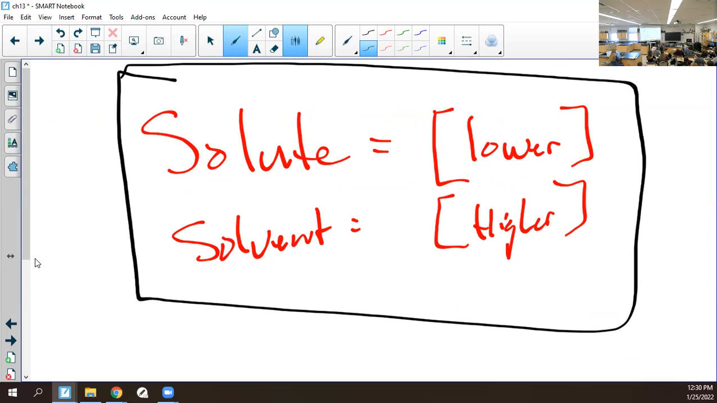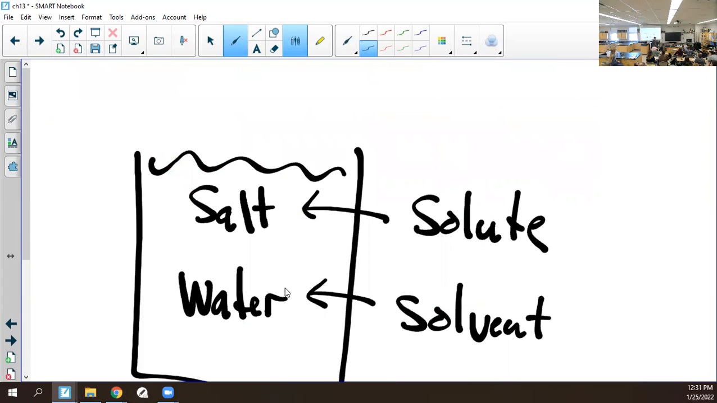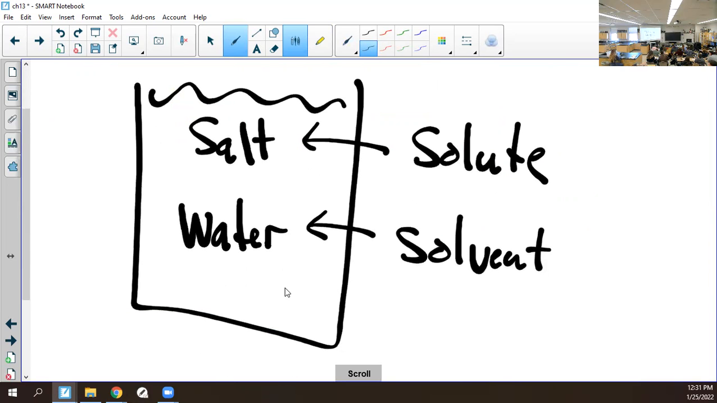But if I had a cup full of salt and I added a little bit of water, then it would be reversed, because the salt would be the high concentration. But usually you can get away with that. The solid is the solute, the liquid is the solvent. And in this class, almost 100% of the time, the solvent will be water. So in salt water, your salt is your solute, your water is your solvent. Easy enough.